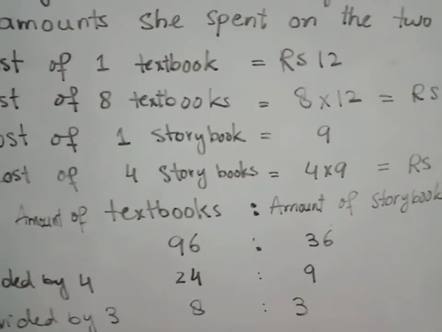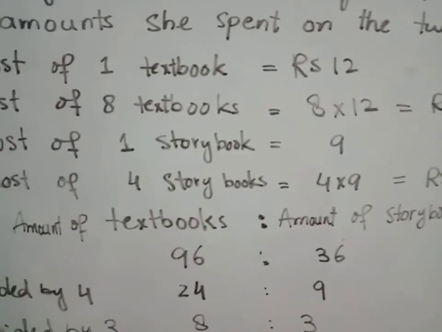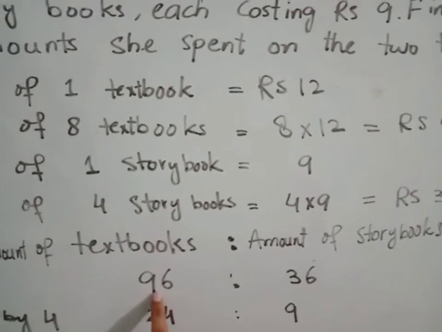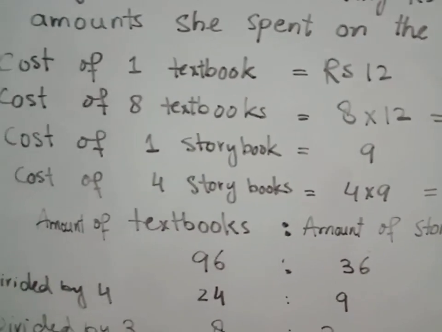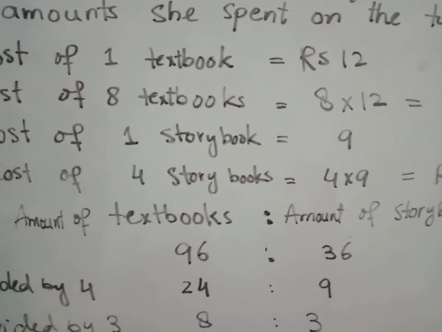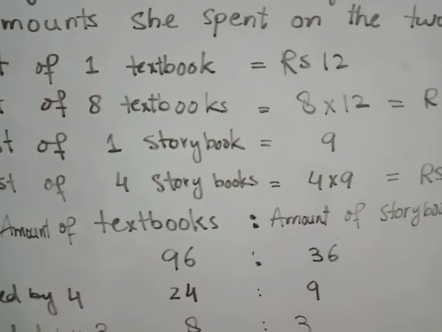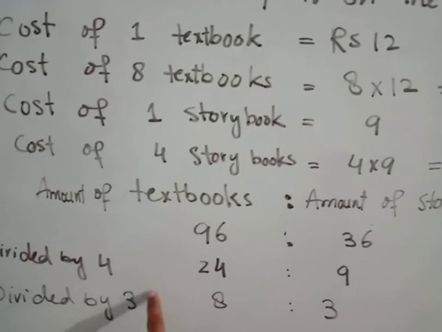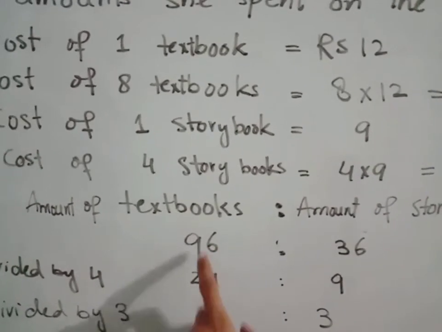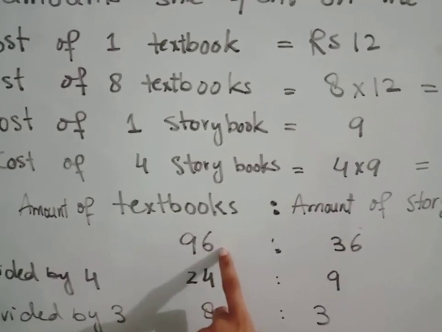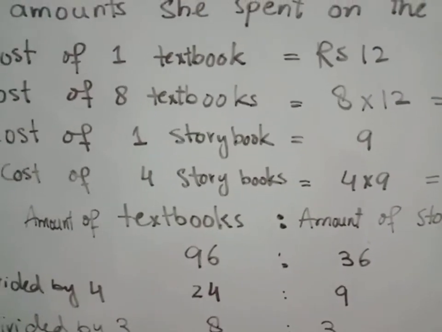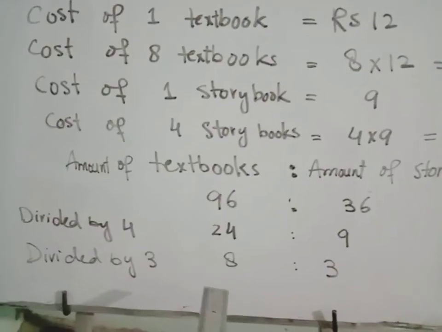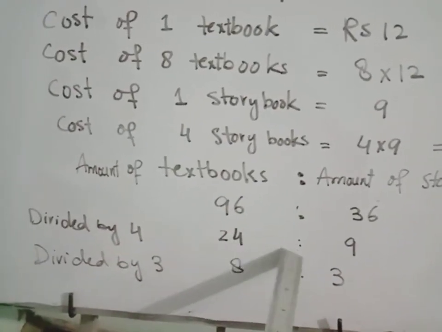Now you will simply solve this ratio, same as question number 1 and 2. 96 and 36. You will find the common table. Firstly we will divide by 4. 4 2s are 8 and 1 is carry here. This will become 24. 4 4s are 16. And the same next, 4 9s are 36. So 24 ratio 9.